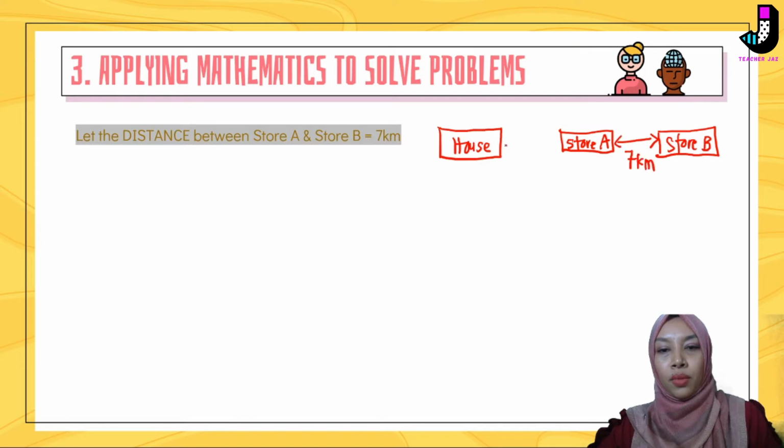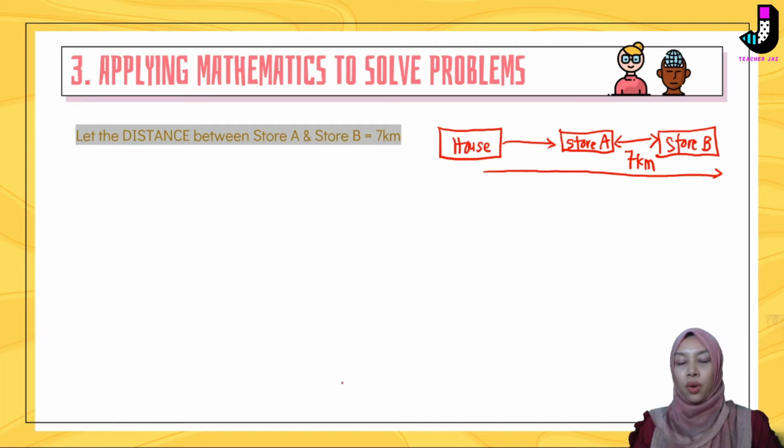So kalau naik car, mestilah lalu sini kan, macam ni. So here kalau kita daripada house ke store A ni, dia punya cost petrol tu sama je lah dengan store B ni. Cuma sekarang tambahan dekat sini yang 7 kilometers. So that's why you must know this value.